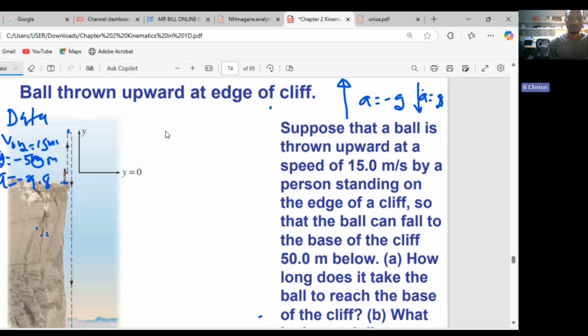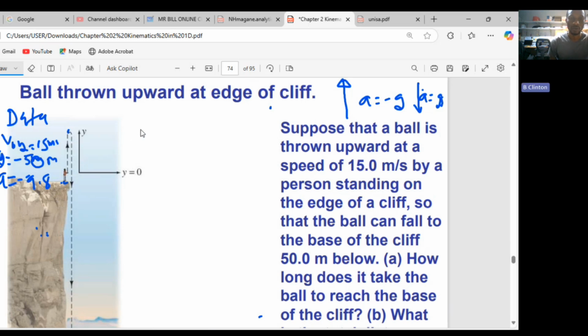So then, of the kinematic equations, which can you use to calculate the time? Because we are asked how long it takes the ball to reach the base of the cliff. How long does it take to travel from the top of the cliff to the maximum height and back here until it reaches down?